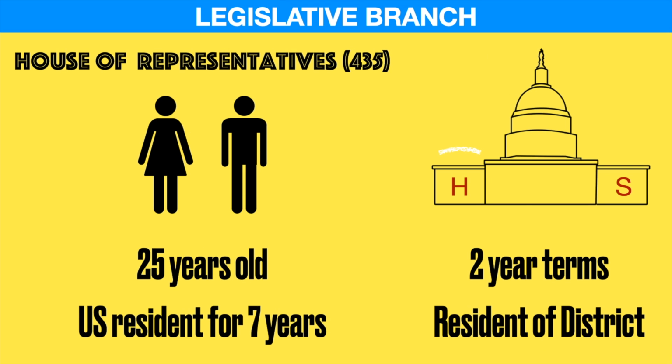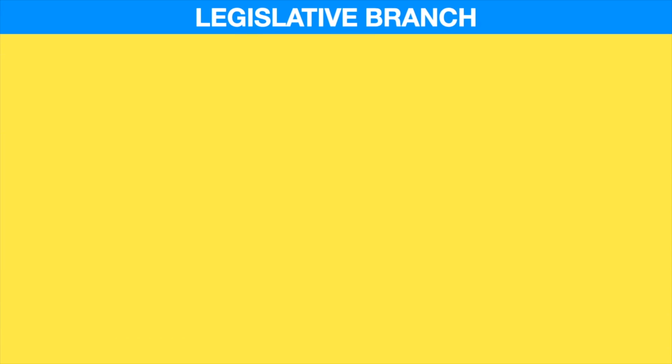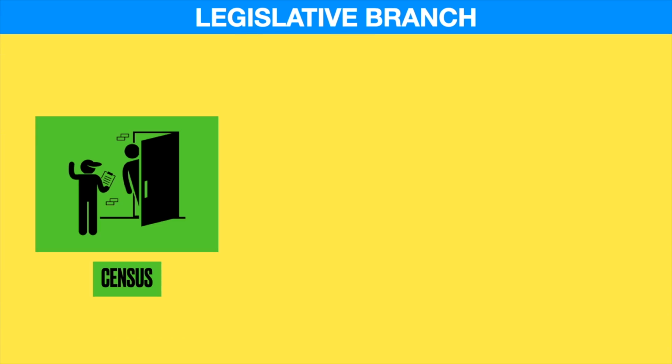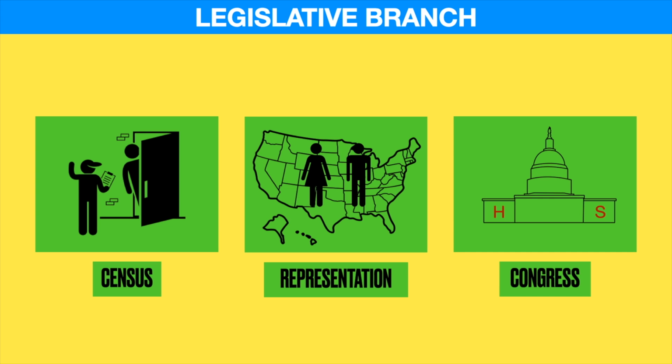In order to serve in the House of Representatives, one must be 25 years of age, a U.S. resident for 7 years, a resident of the district they want to serve, and they can serve 2-year terms. In order to determine how many representatives each state gets, a census must be taken every 10 years to determine the population of each state, and then those representatives are sent to the federal government to serve their constituents in Congress.